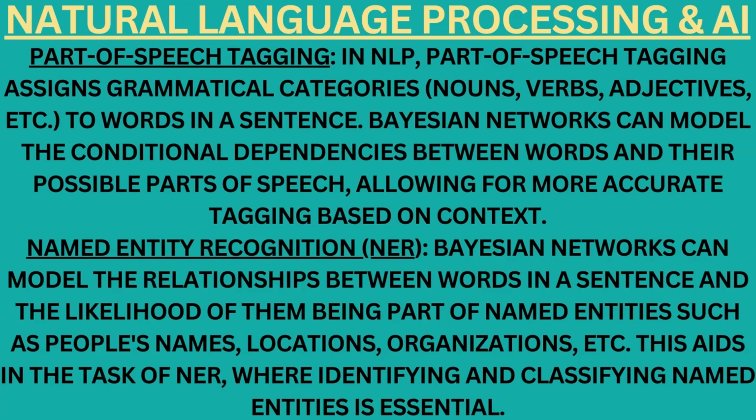Bayesian networks can model the conditional dependencies between words and their possible parts of speech, allowing for more accurate tagging based on context. Named entity recognition. Bayesian networks can model the relationships between words in a sentence and the likelihood of them being part of named entities such as people's names, locations, organizations, etc. This aids in the task of NER, where identifying and classifying named entities is essential.